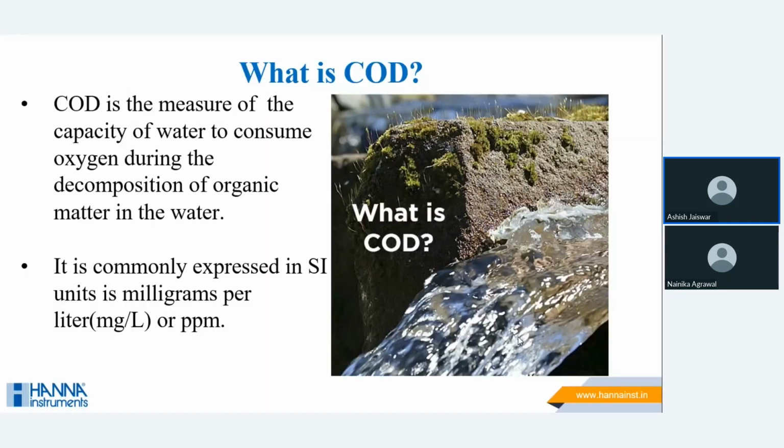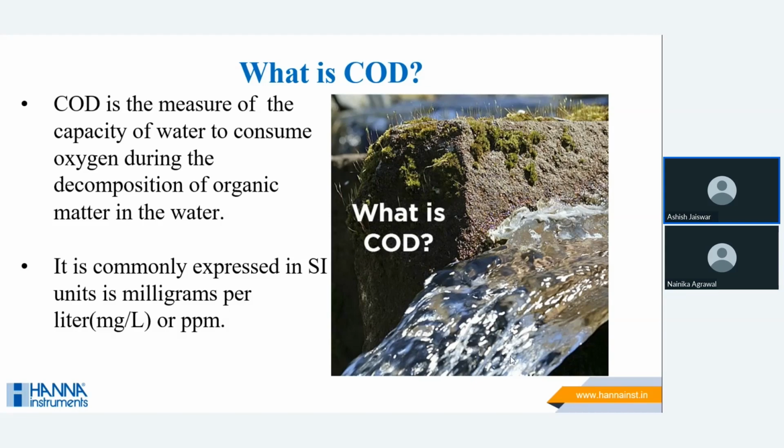What is COD? Basically, COD is a measure of the capacity of water to consume oxygen during the decomposition of organic matter in wastewater or in water. It is the total amount of oxygen required to chemically oxidize the biodegradable and non-biodegradable organic matter. Chemical oxygen demand is an indicative measure of the amount of oxygen that can be consumed by the reaction in the measured solution. It is commonly expressed as the mass of oxygen consumed over the volume of solution, in which the SI unit is milligram per liter or ppm.